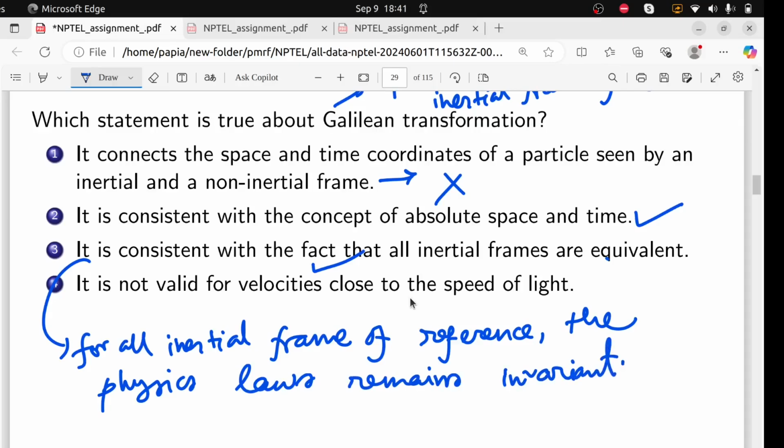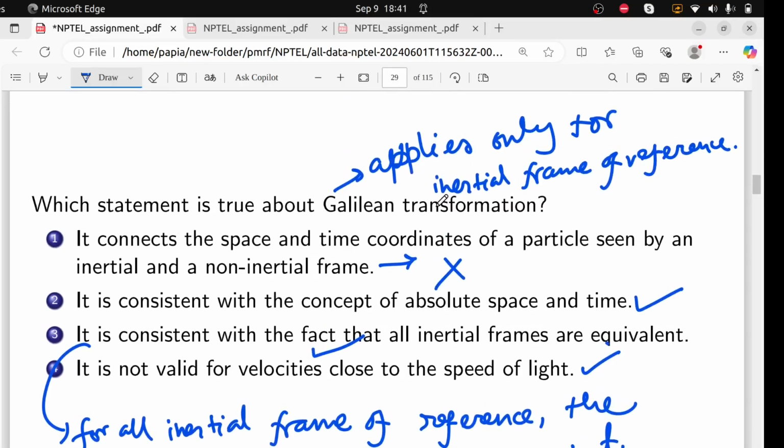And it is not valid for velocities close to the speed of light. Yes, that is also correct. Whenever we talk about velocities very close to the speed of light, then we talk about the special theory of relativity, which we are not going to talk about here till now. So for this question, the correct answers for the Galilean transformation are: it is consistent with the concept of absolute space and time, it is consistent with the fact that all inertial frames are equivalent, and it is not valid for velocities close to the speed of light.